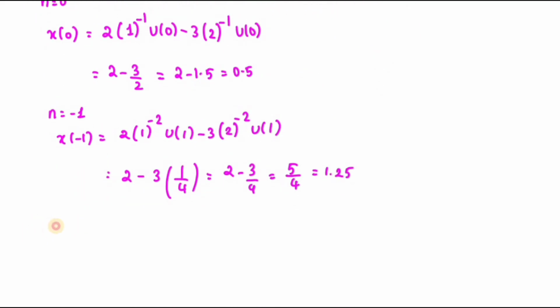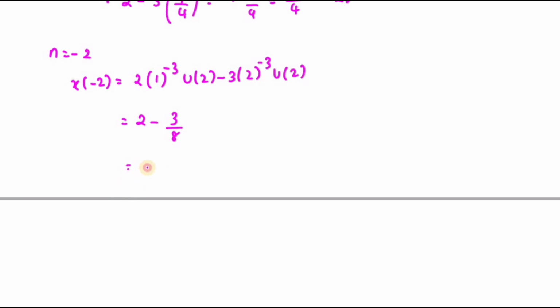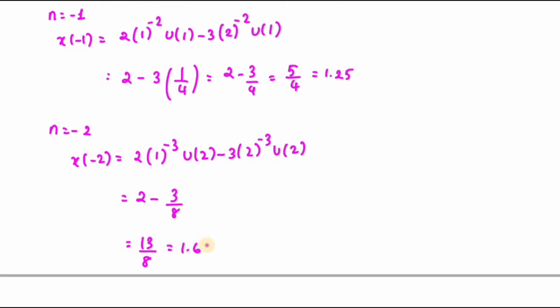Similarly, for n is equal to minus 2. X of minus 2 is equal to 2 power 1 power minus 3 u of 2 minus 3 into 2 power minus 3 u of 2, right? So we'll get 2 minus 3 divided by 8. So 16 minus 3 is 13 divided by 8, right? So 13 divided by 8 is, okay. So this is how we have to solve this problem.